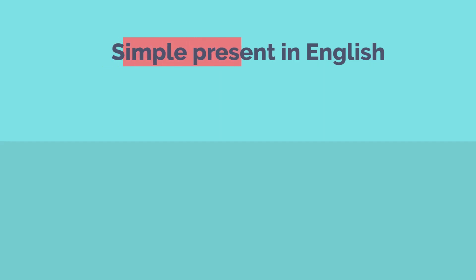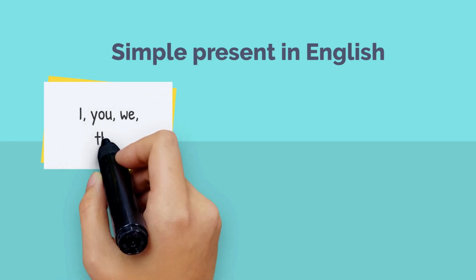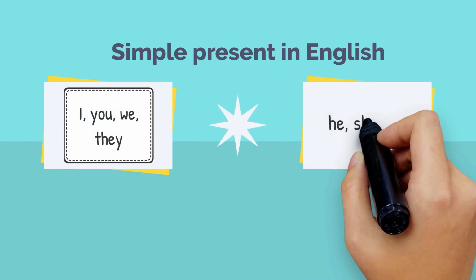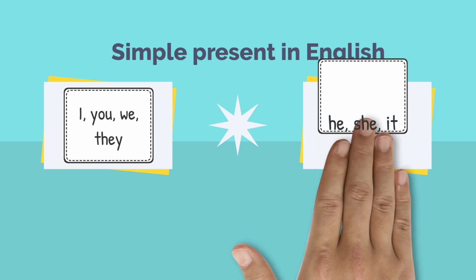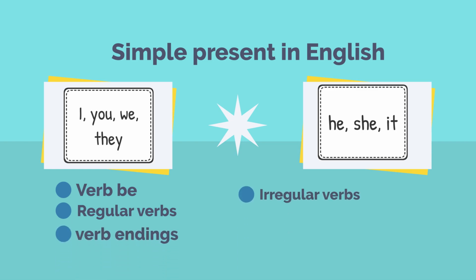Simple present in English according to the person. I, you, we, they, he, she, it. Verb be. Regular verbs. Verb endings. Irregular verbs. Auxiliary verb do, does.